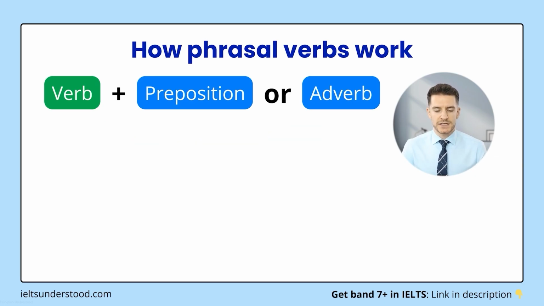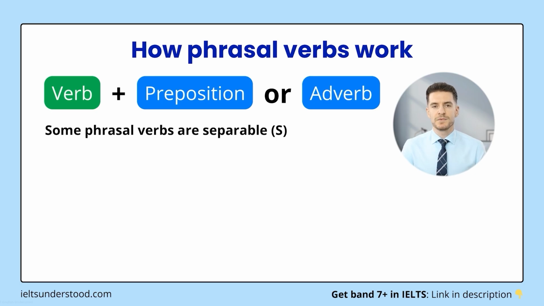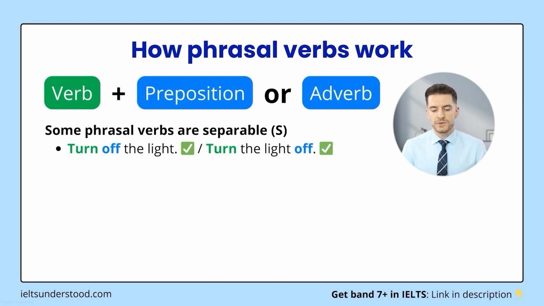Now, the next thing you need to be aware of is that some phrasal verbs are separable. So that means the two parts of the phrasal verb don't have to be next to each other. So let me show you what I mean. If we say turn off the light, that is correct. We've got the turn and we've got the off together. They are right next to each other. However, if we say turn the light off, that is also fine. That is also correct. So you can see that the turn and the off, they are not next to each other now.